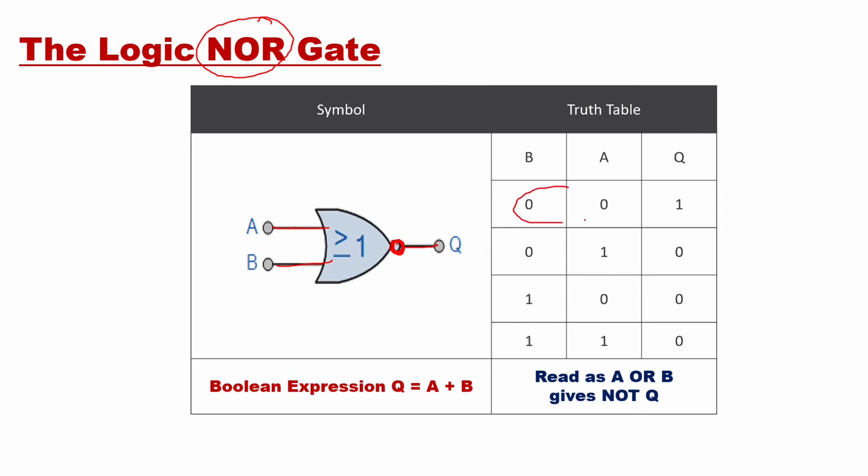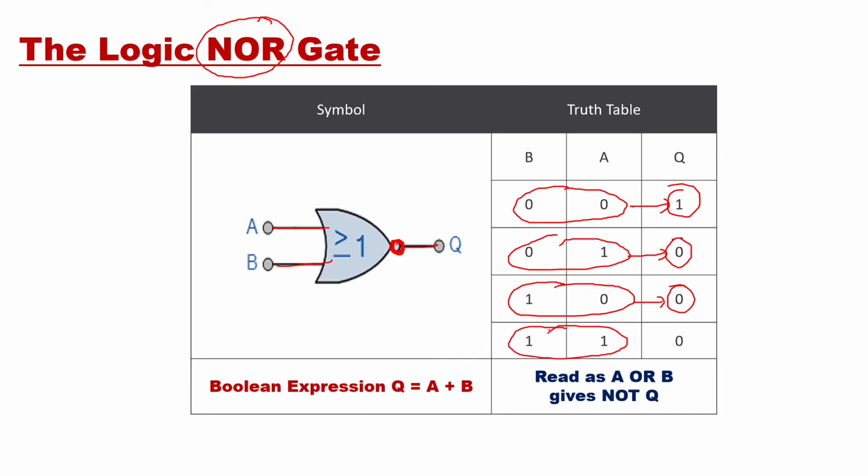If the inputs are 0, 0, in the OR gate the output was 0, but in NOR that output will be complemented and the 0 will become 1. Similarly, when the inputs are 0, 1, for the OR gate the output was 1, but here it will be the complement, 0. Similarly, for inputs 1, 0, the output will be 0. For inputs 1, 1, the output of the OR gate will be 1, but that will be complemented and given as 0.